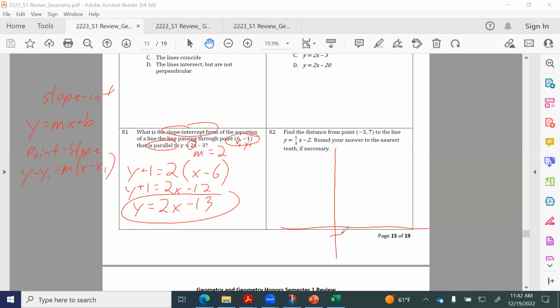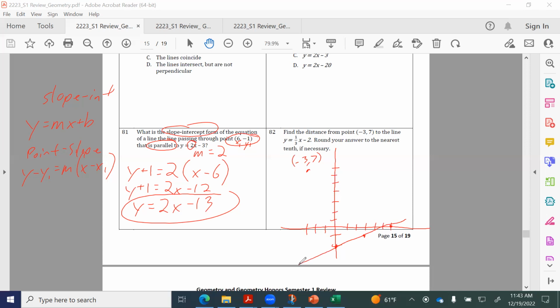Let's go over here first. -3, 7. 1, 2, 3, 4, 5, 6, 7. Over here at -3, 7. Then my line that I have, I'm going to have a point at -2. And then I'm going to have the next point at, I have a slope of 1 over 3. So up 1, over 3. Again, up 1, over 3. So it looks something like that.